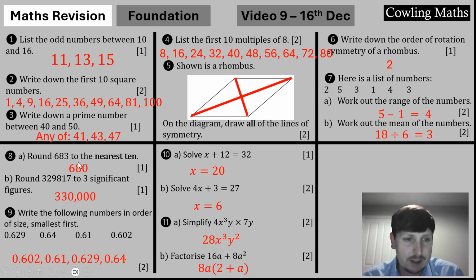8a then says to round to the nearest 10. You have to look at the units column. It's got a 3 in it. 3 is below 5, so it rounds down. We're just going to keep the tens column the same, so we get 680.